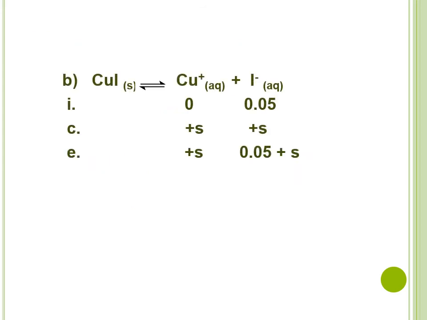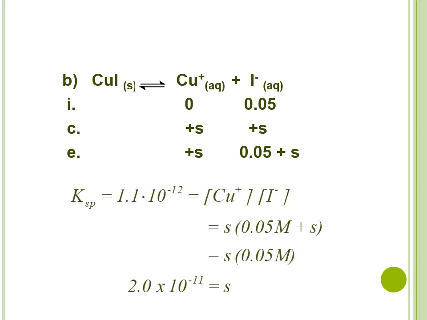The second part of the question is we are given the common ion I minus, 0.05. So in the ICE table, we put 0.05 in initial, and at equilibrium, it becomes Cu plus S, I minus 0.05 plus S. We assume S is very small, since KSP is very small. 0.05 plus S now is 0.05 only. So we substitute the values.